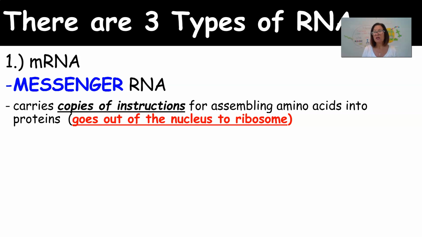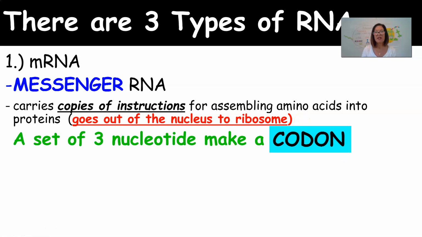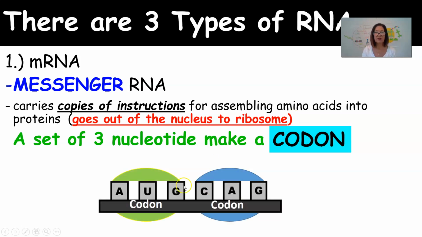It will be copied from the DNA, which you saw and did with your last project, and then it's going to go out of the nucleus to the ribosome. And a set of 3 nucleotides makes what's called a codon. So if we look here, we have our mRNA, and I put circles around what would be a codon. So it's always going to be 3 nucleotides. We put them together like this. This is going to be important as we go through translation.